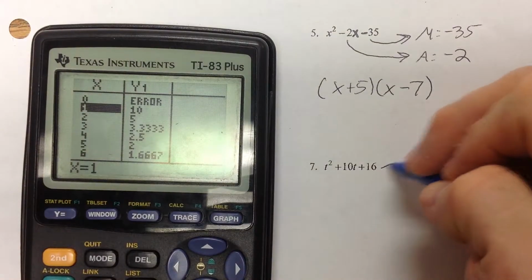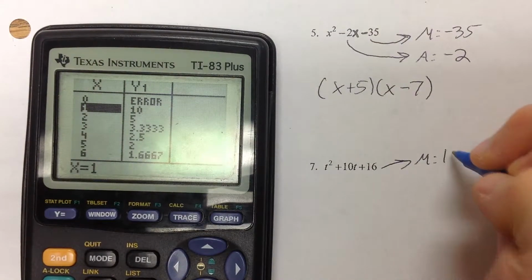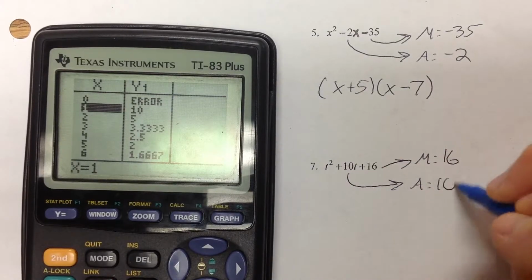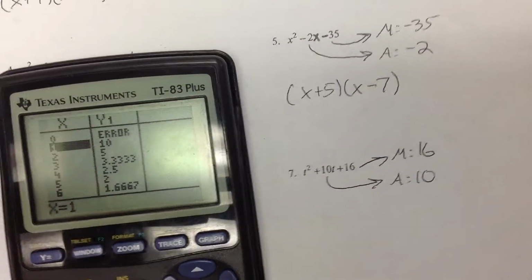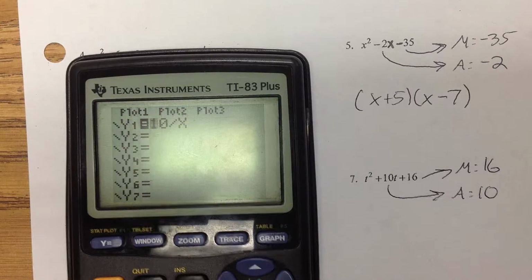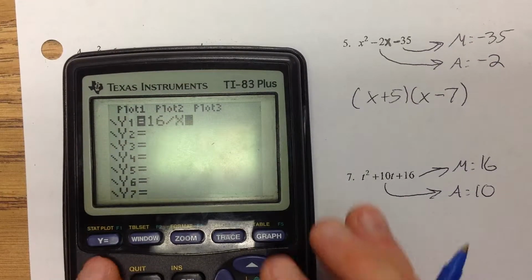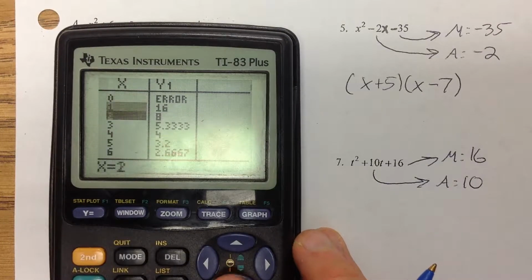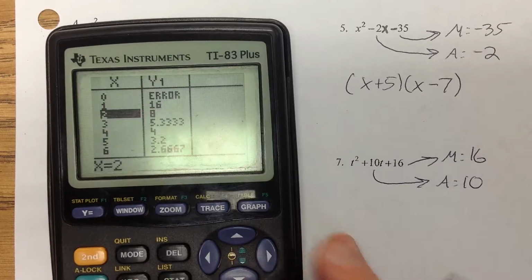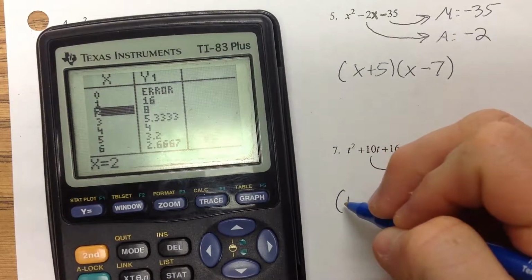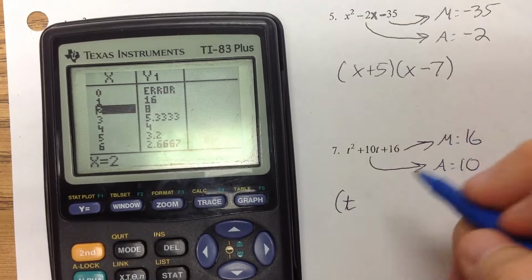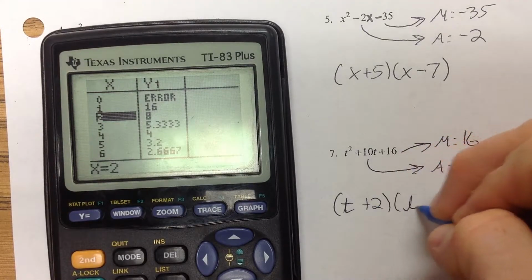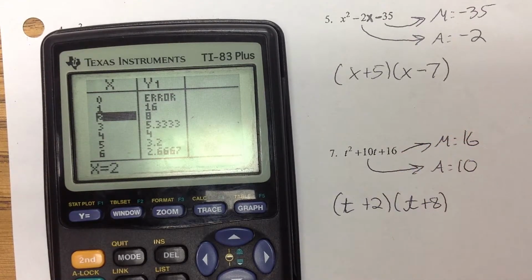This time we are multiplying to a positive 16 and adding to a positive 10. All right, so 16 divided by x. And let's see, 1 and 16, nope. 2 and 8, yep, 2 and 8 will add to 10, so this is t plus 2 and t plus 8.